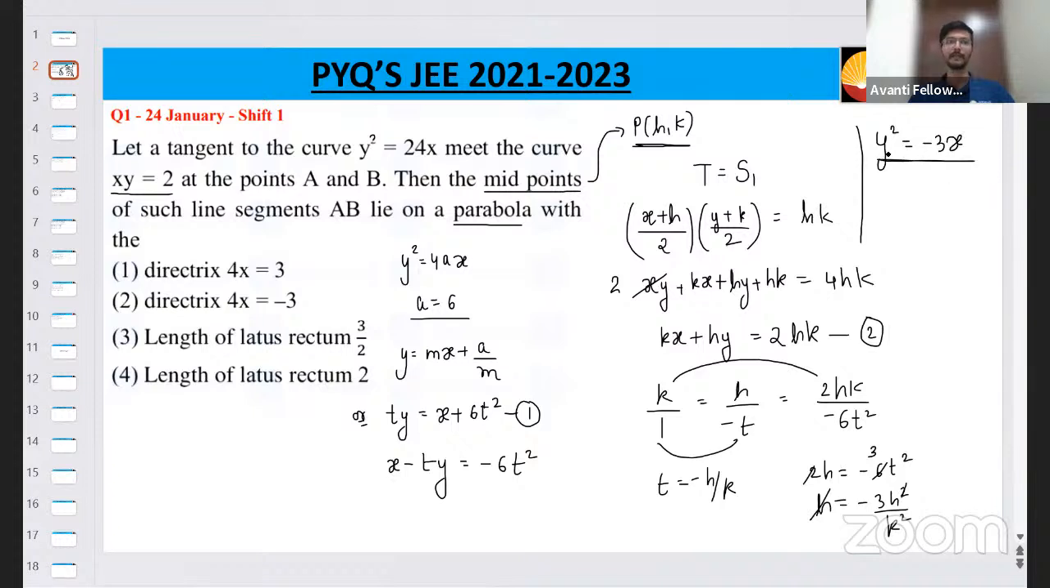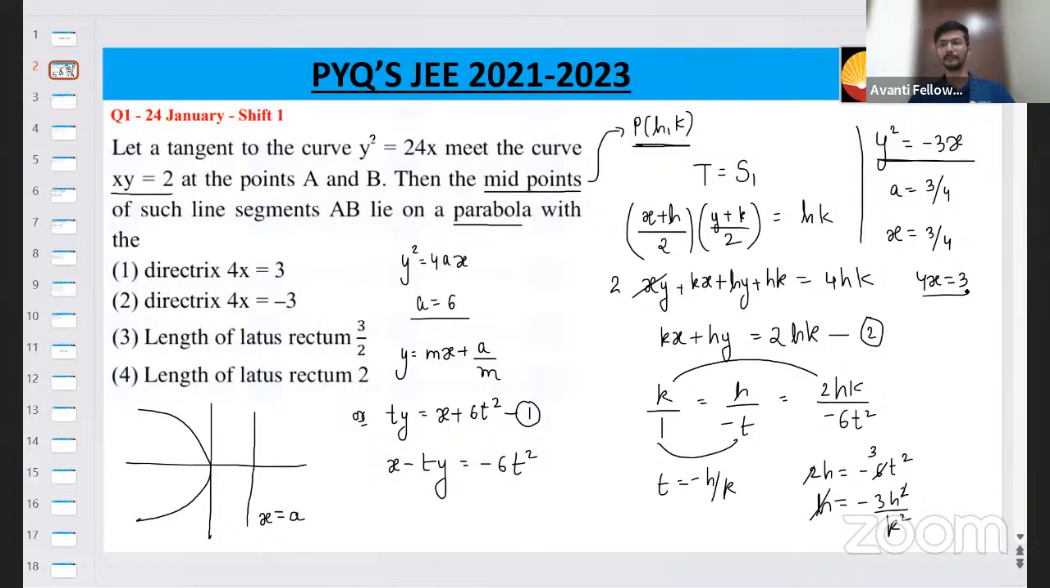So it's a parabola. Now, this parabola has its directrix as what? This is the parabola like this. Correct? Here will be its directrix, which will be x equals to a. What is a, guys, here? A is 3 by 4. So that means the directrix will be x equals to 3 by 4, or you can say 4x equals to 3. This will be the directrix. So that means it matches with option number 1. Directrix is 4x equals to 3.